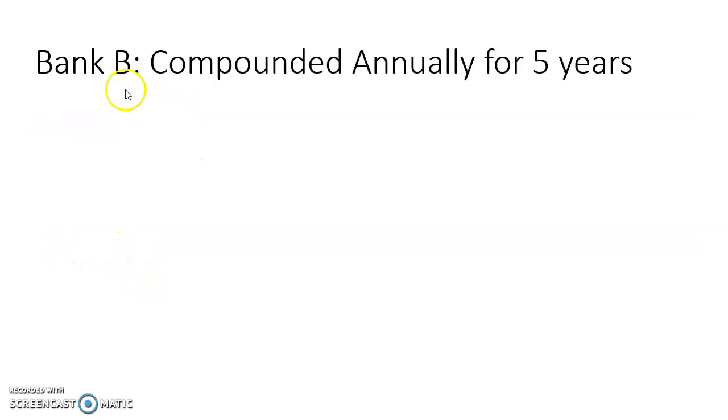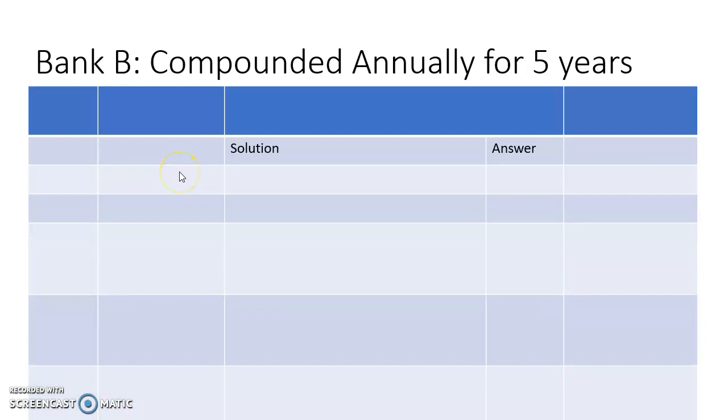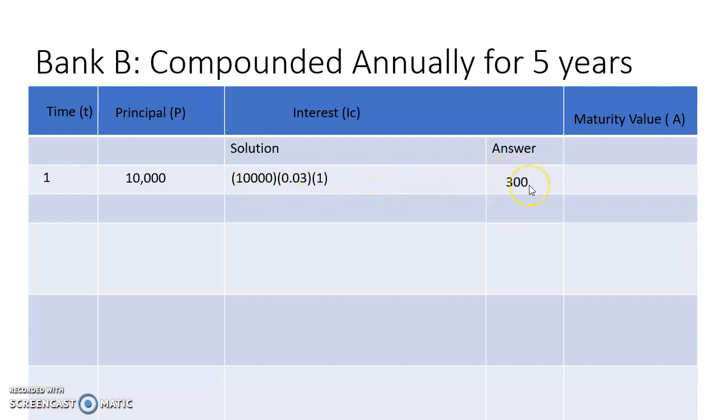Now let's take a look at Bank B compounded annually for 5 years. Okay, again, first column is time, second column principal, then third interest, maturity value. If time is 1, principal is 10,000. Now the interest is 10,000 times 0.03 times 1. That would be 300. Maturity value is 10,300. Now when time is 2 years, principal.